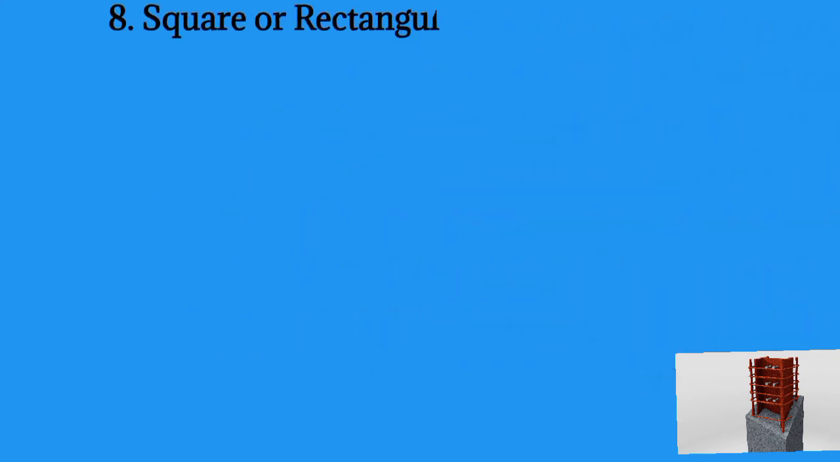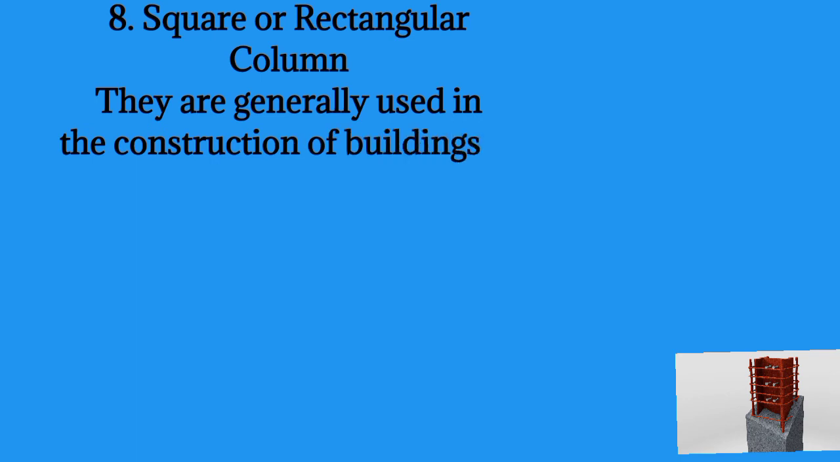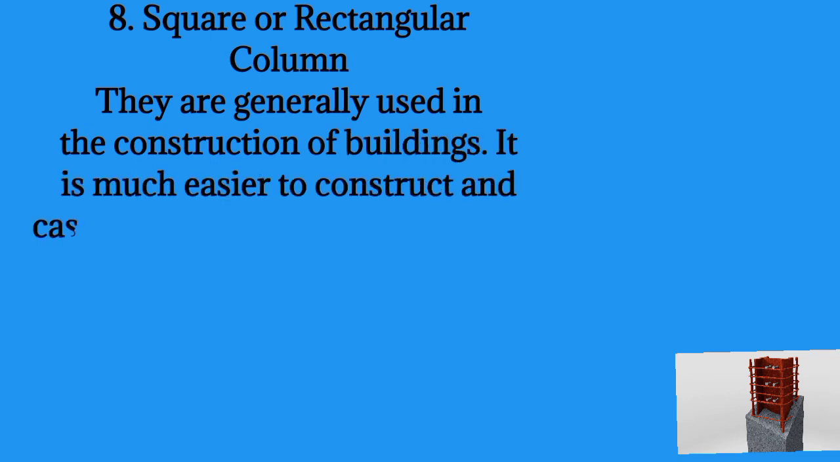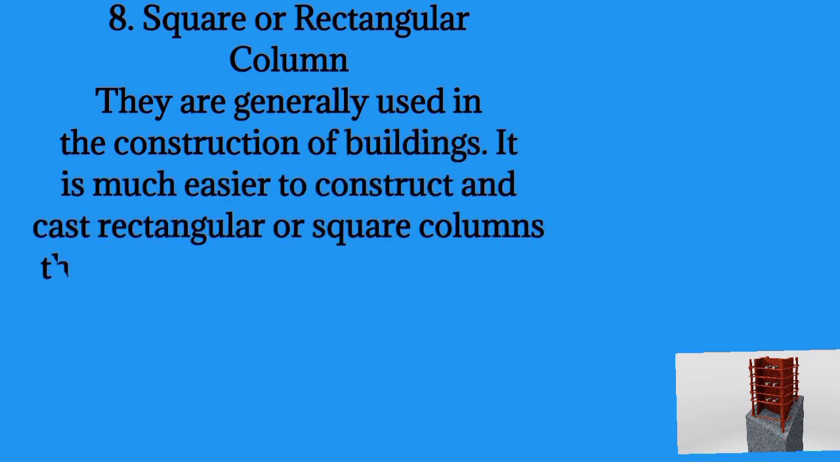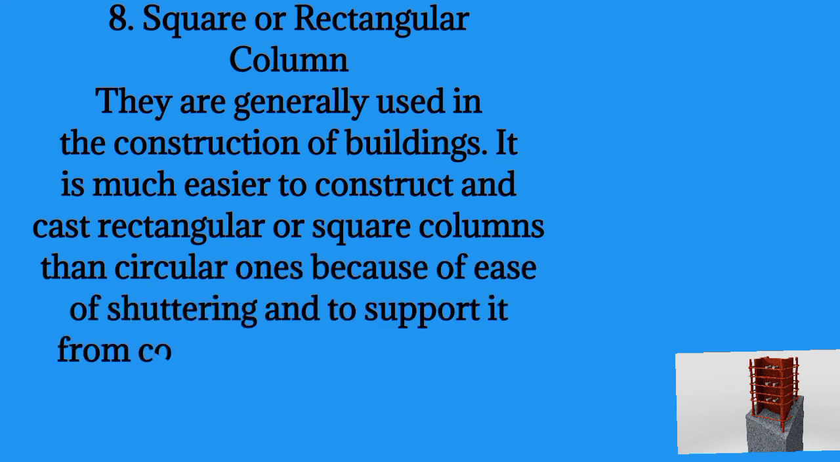9. Square or rectangular column. They are generally used in the construction of buildings. It is much easier to construct and cast rectangular or square columns than circular ones because of ease of shuttering and to support it from collapsing due to pressure while the concrete is still in a fluid form.